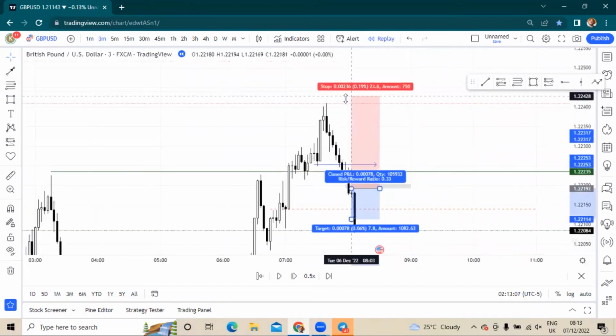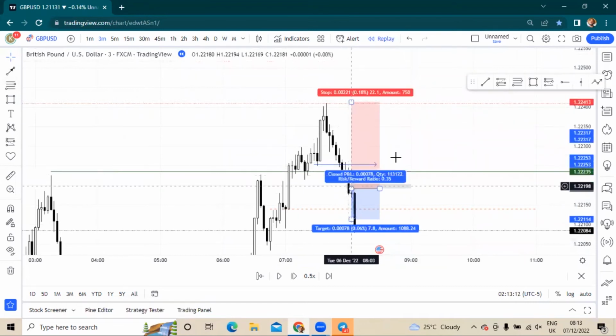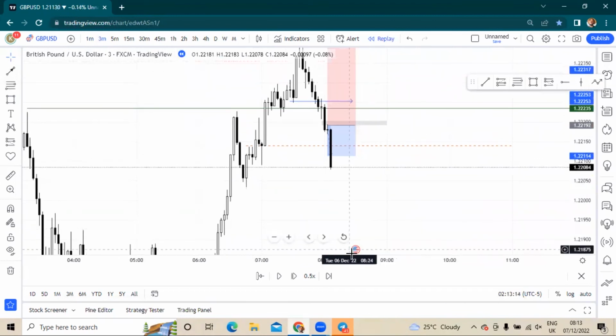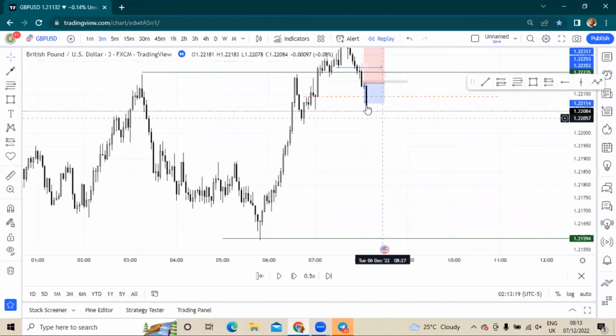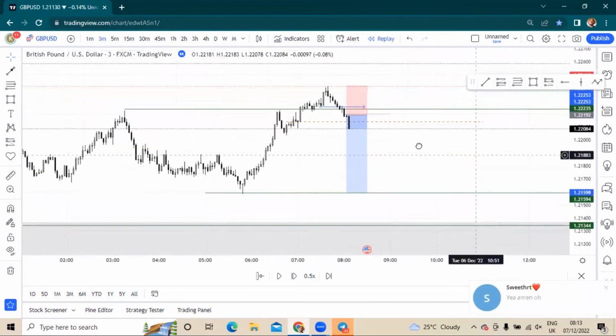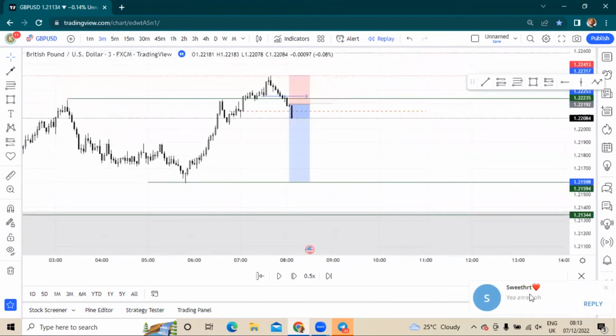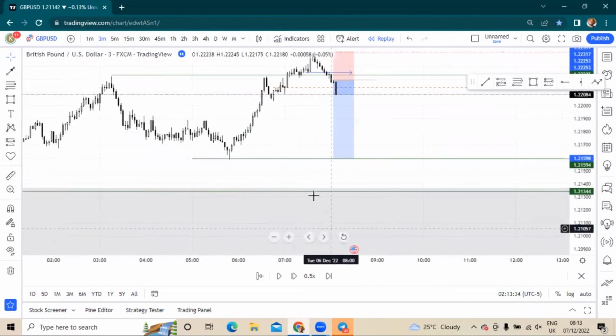Why? Because price could retrace around there, so that we don't get stopped out for nothing. So I kept my stop loss that high. Where was I supposed to target? Targeting this low. That was my first target, where I was going to get 80% of my trade, or my position, out.